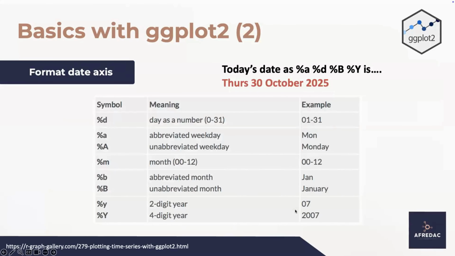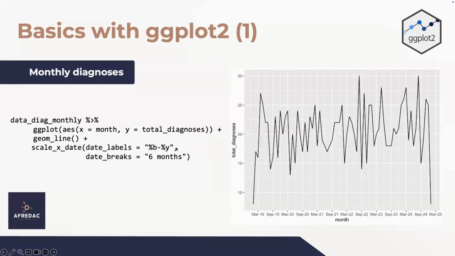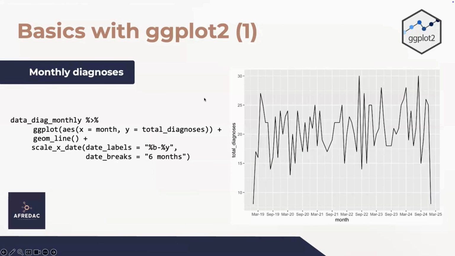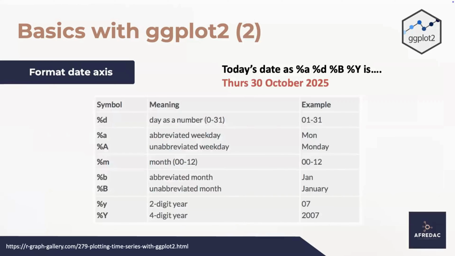We also saw different date formats. When you specify here, we said the date label should be %B, %Y. What that means is %B is the abbreviated month, so Jan, and %Y is the 4-digit year. That's the capital Y. If we had lowercase y, that would be the 2-digit year. It's just a way of formatting the labels in the date axis.